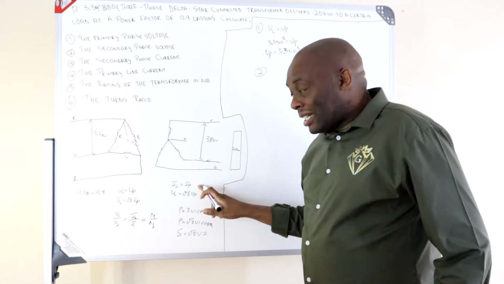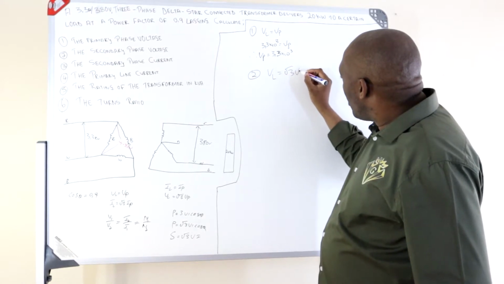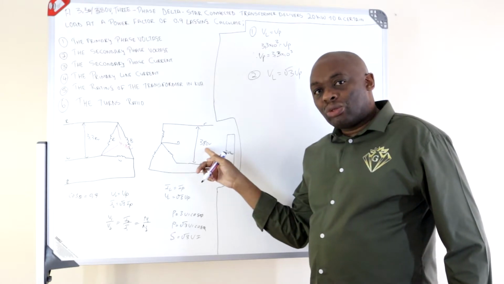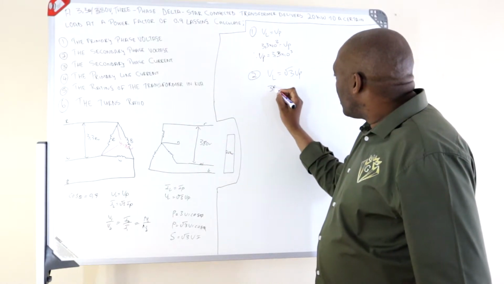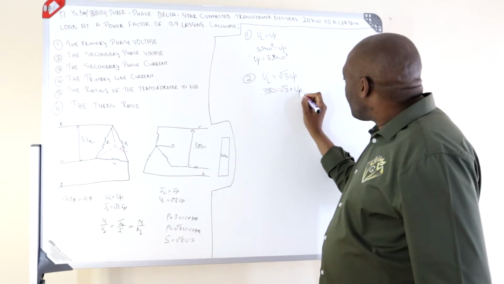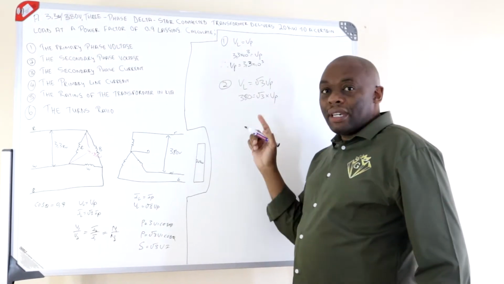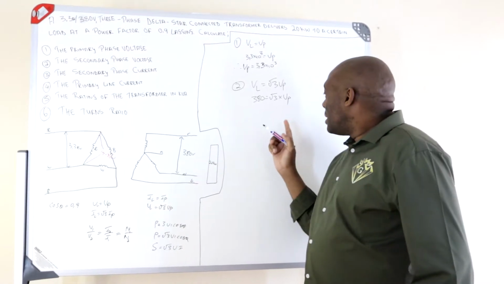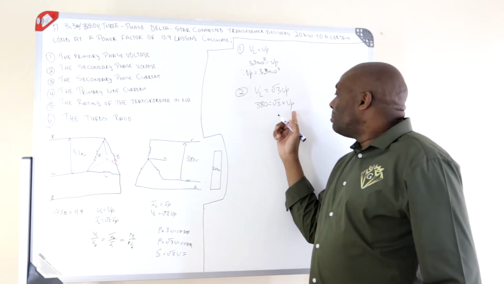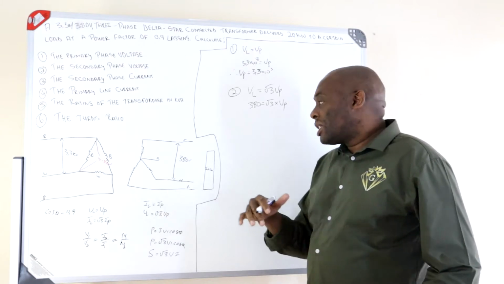In a star configuration, our V line is equal to the square root of 3 times V phase. Therefore, if we are looking here, we have our V line, which is 380, and we are looking for our secondary V phase. The P here doesn't represent primary. In this case, the P represents the phase voltage. Please note that. Don't mistake it with primary voltage. This P here is for the phase voltage in your secondary.